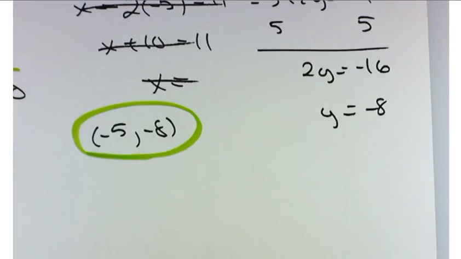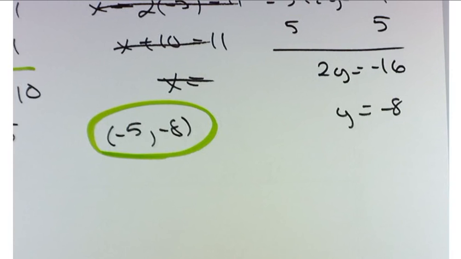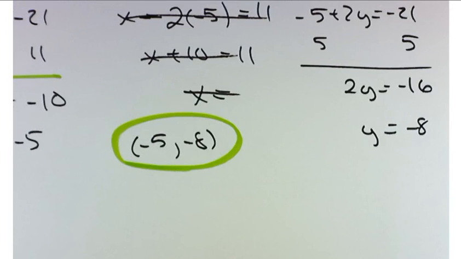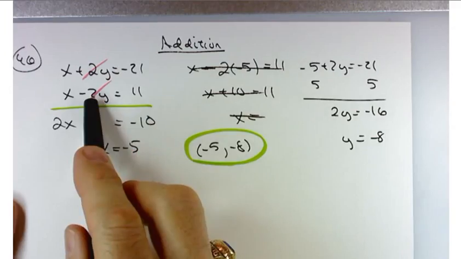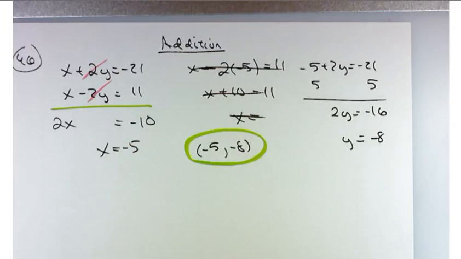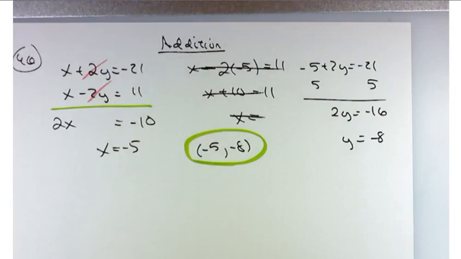Nice. So there's the addition method. This one worked out pretty nice. Could we have done this one by substitution? Sure. Just take the second equation, move the 2y to the other side. You get x equals 11 plus 2y. Substitute that into the top equation. You'll be all set to solve very easily.